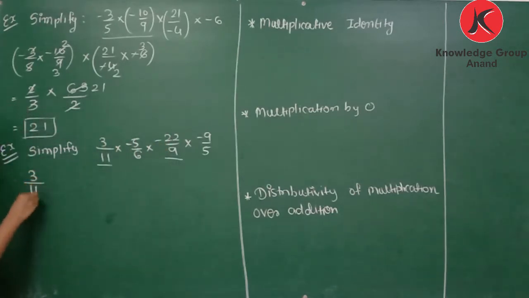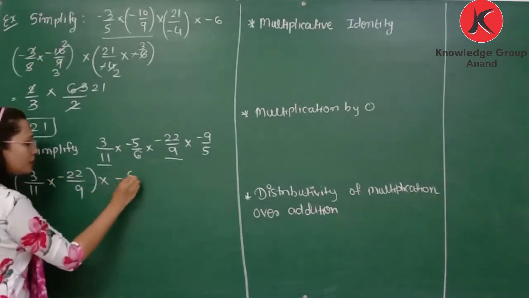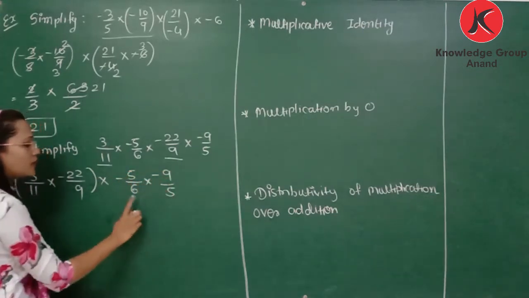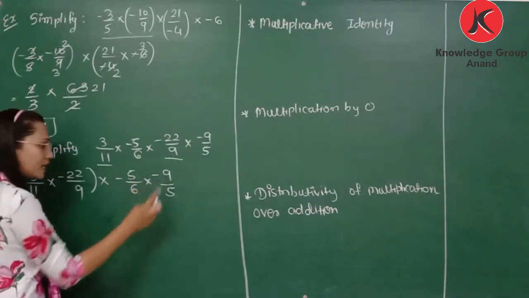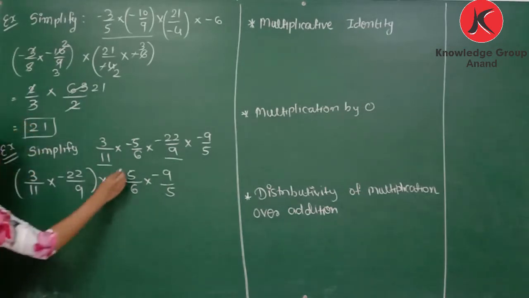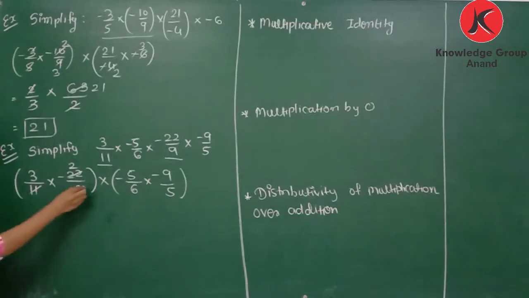So we will multiply 3 by 11 and minus 22 by 9. After that we will multiply minus 5 by 6 and minus 9 by 5. Now here you can also see that 5 and 5 will be cancelled out, and here there are common factors between 9 and 6. Okay, so now let's start. Here 11 2s are 22, 3 3s are 9. So answer is minus 2 by 3.